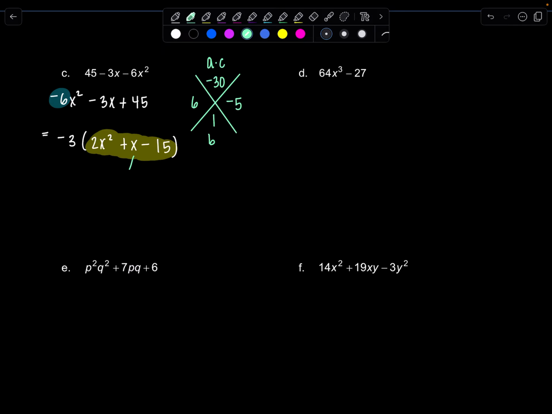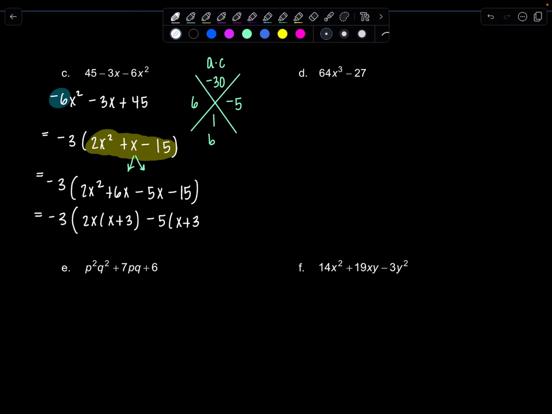And then from there, you split the middle term using those constants. So we have negative 3 here, 2x squared plus 6x minus 5x minus 15. And then you factor by grouping. So negative 3 times, I could take 2x out here, and I have x plus 3 minus 5 times x plus 3. And then now we're done. So I've got negative 3, I can take out x plus 3, and the other factor is 2x minus 5.